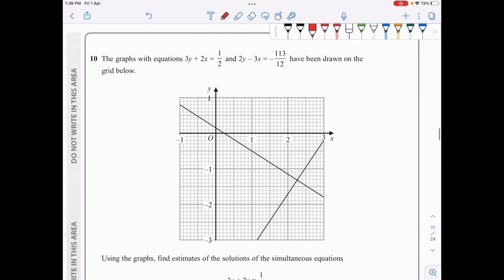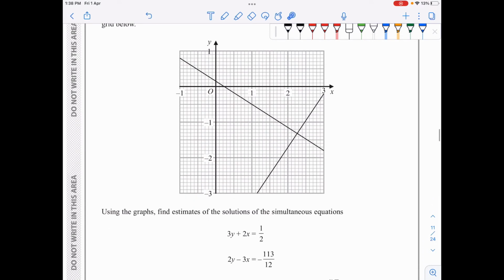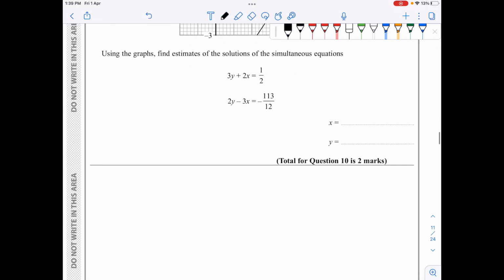In question 10, we've got the graphs of 3y plus 2x is a half and 2y minus 3x is minus 113 over 12 drawn here. And we need to find estimates of the solutions. Well, it's the point of intersection that's giving me the solution of these simultaneous equations. So it looks like 2.3 and minus 1.3 to me. So x is 2.3 and y is minus 1.3.